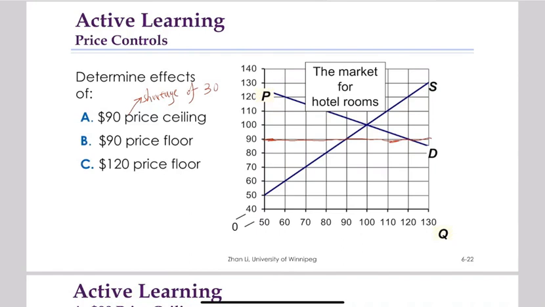Now, the $90 price floor. You can see that the $100 market price satisfies this price floor. So the $90 price floor is not binding. In this case, we could see that the market stays in equilibrium.